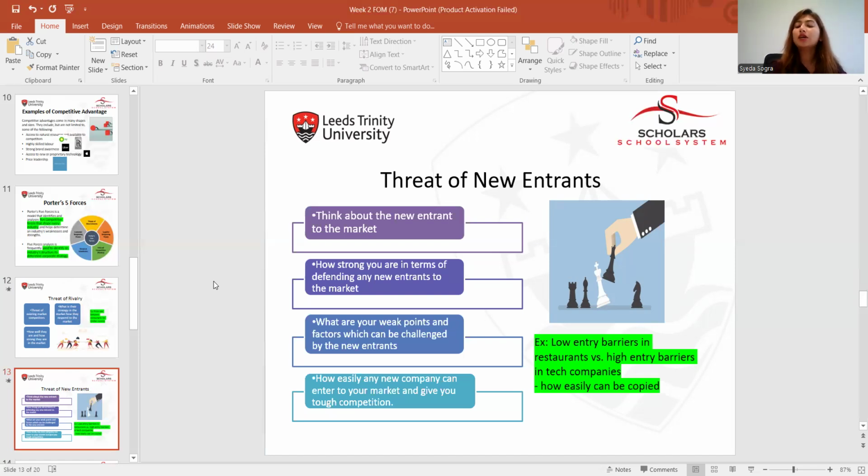So basically, if you open up a restaurant and the barrier is low, that means it's easy to open up a lot of new restaurants. That means you will have a lot of new entrants, so maybe the threat will be high. But if the barrier is kind of high, like in the tech industry, it's not easy to open up startups that frequently. So maybe the threat of new entrants is quite low. So it differs from industry to industry.